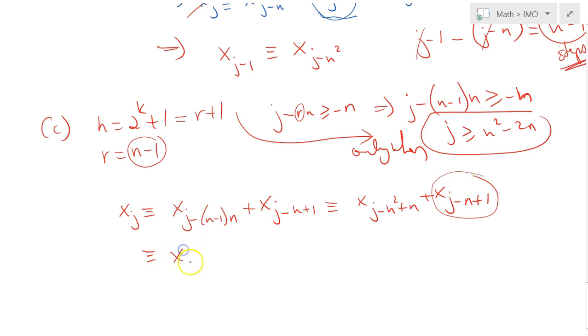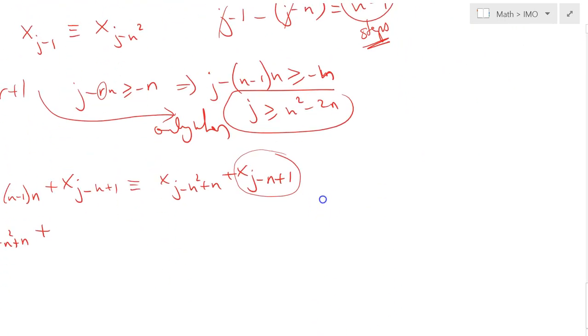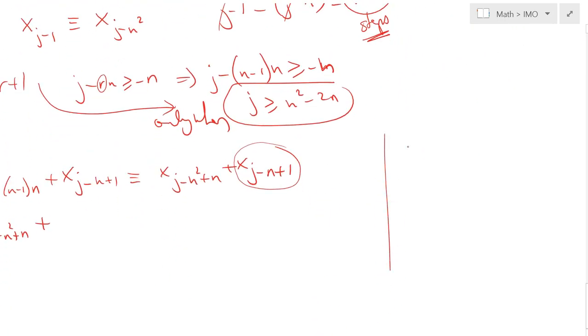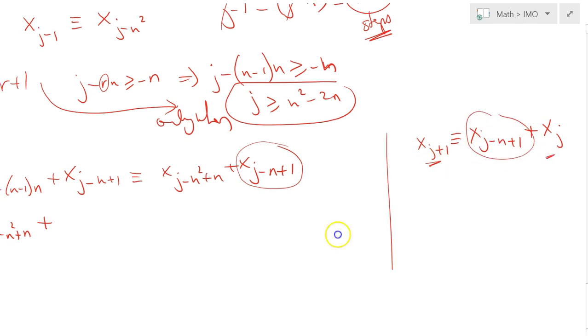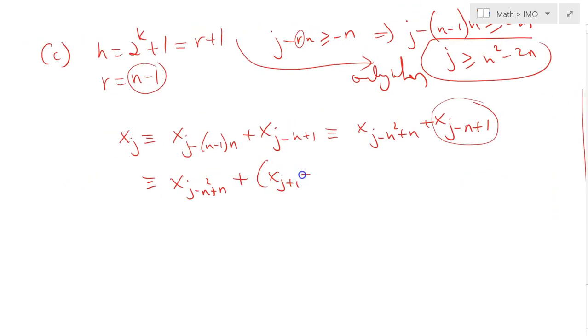I'll do the same trick here. So the first one, just leave it as it is, plus n plus 1. X sub j plus 1 is congruent to x sub j minus n plus 1 plus x sub the previous guy j. So therefore this guy I can replace with x sub j plus 1 minus x sub j. So x sub j plus 1 minus x sub j. Oh, okay. Did I mess up again? I hope not.